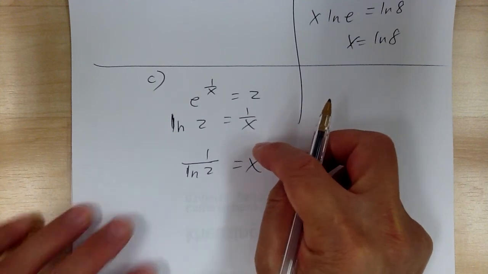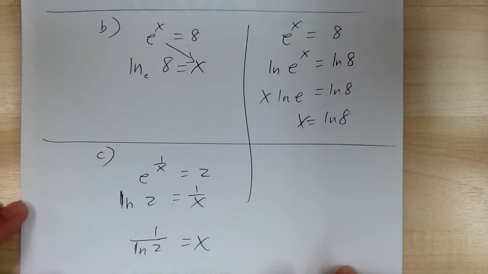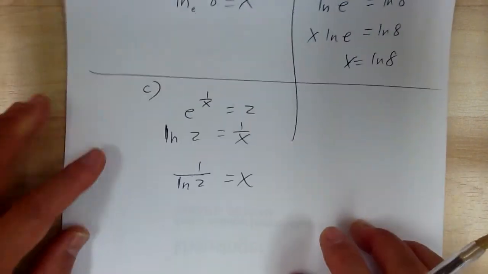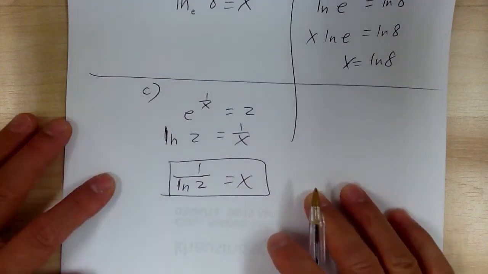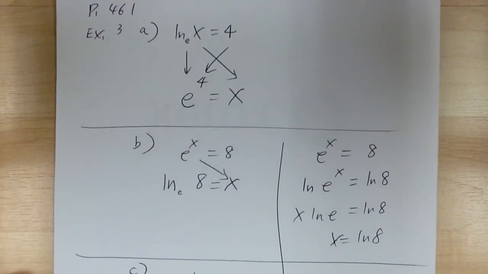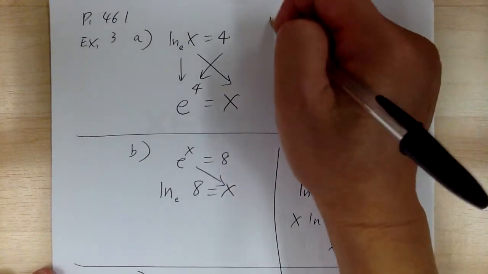Again, you can do it with this method too, that's fine. You can take the natural log on both sides. Okay, so let's go and do some practice.